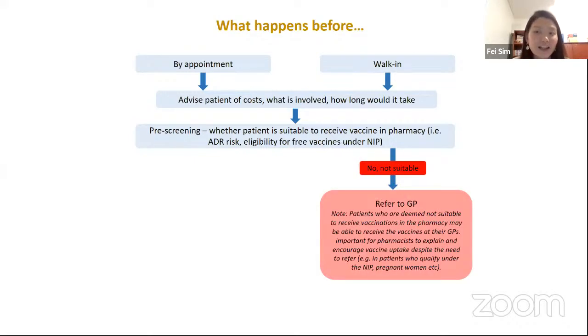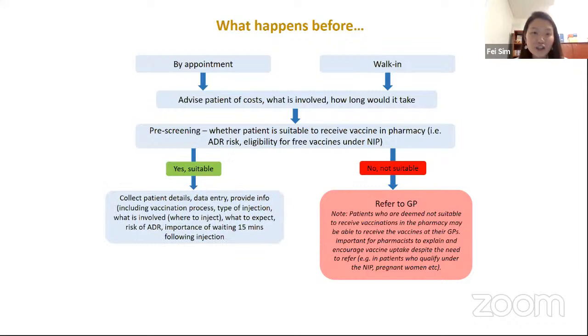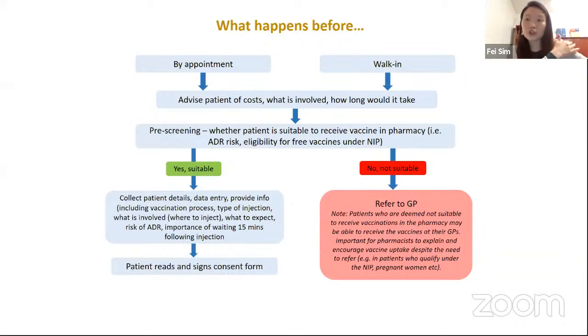If they are not suitable to get vaccinated in the pharmacy as a result of your screening, you then refer this person to a GP, to a doctor. But if the person is suitable to get the vaccine in your pharmacy today, you would collect their details, so their name, their date of birth, their age, their address, their contact details, their medical history, what medications they are on, and also give them the information, including the processes involved, where you are going to inject. So for a flu vaccine, we normally like to inject into the deltoid muscle, which is up on your shoulder, just on your deltoid here, on your upper arm. And we do that intramuscularly, which means into the muscle.